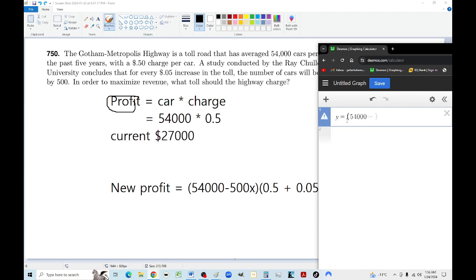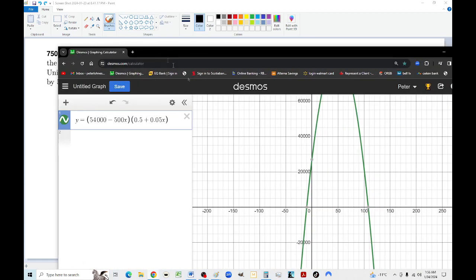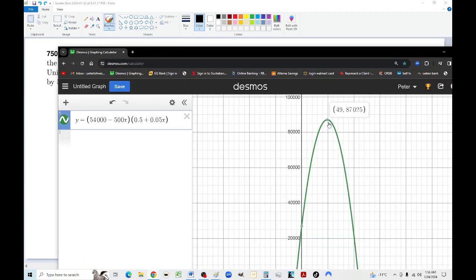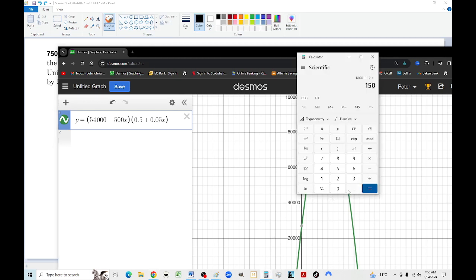54,000 minus 500x times 0.5 plus 0.05x. So each time we increase the price, we decrease the cars. And we can see that we should get an answer 49. So 49x. So we should increase it 49 times, and we'd have to figure out the new price and the new number of cars, depending what they're asking. What's 49 times 0.05? So let's see what that is. 0.05 times 49 plus 0.5. Our new price to maximize profit should be $2.95, and it will greatly reduce the number of cars going over the bridge too.